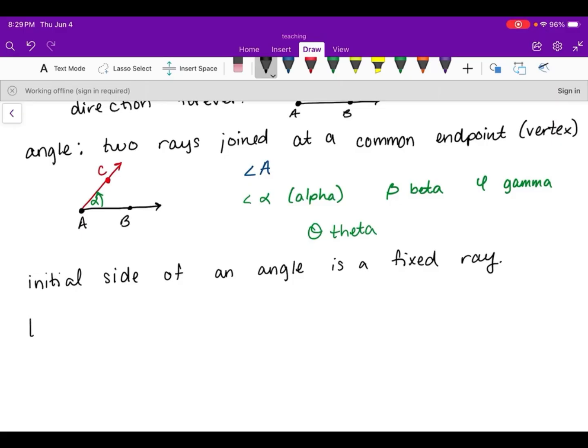Then we have our terminal side of the angle. And so this is your rotated ray. Now this could still be horizontal. It could be somewhere diagonal. It could be straight vertical. It really just depends.